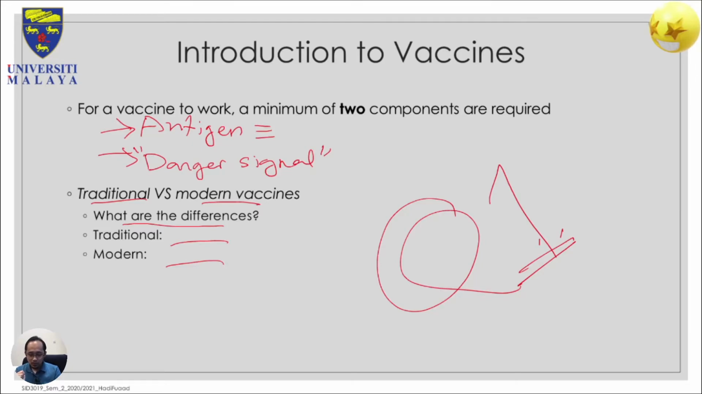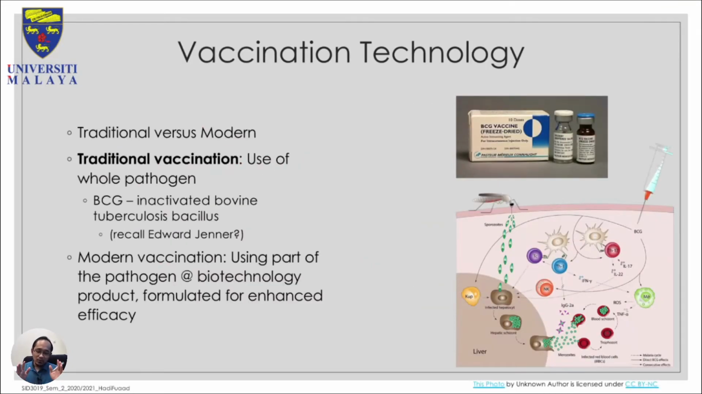Alright, so let's move on to vaccine technology. Traditional vaccine, as what Edward Jenner did, is the use of the whole pathogen. Nowadays we are still using some traditional vaccines, for example BCG. Even at least seven years ago when my son was born, doctors still injected BCG, and as far as I know, BCG is still used in Malaysia.